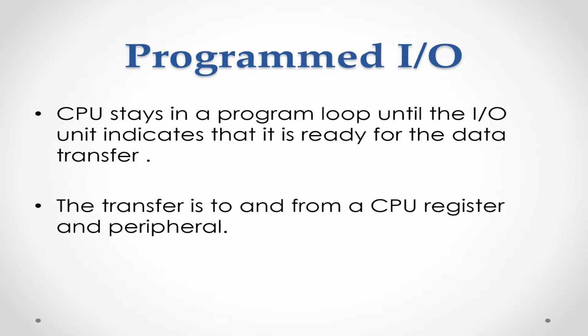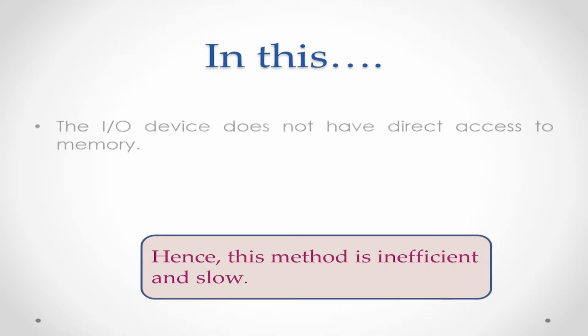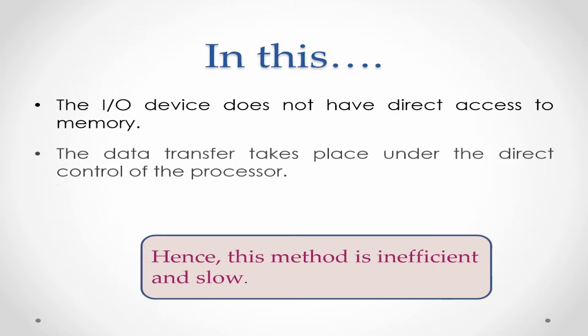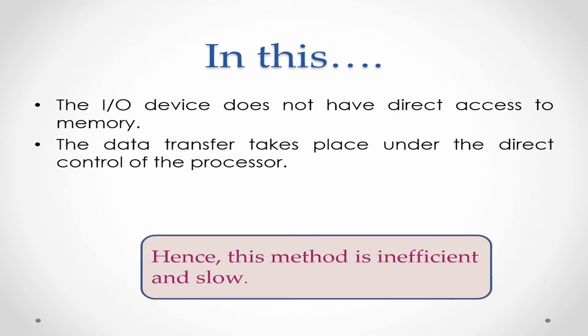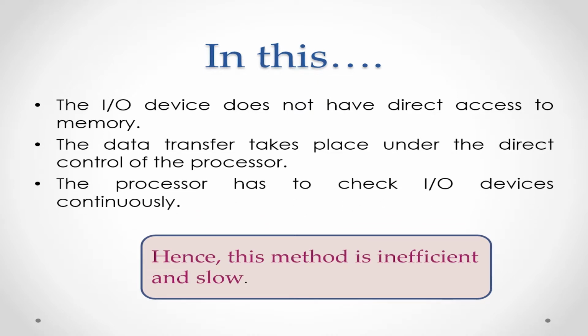Usually, the transfer is to and from a CPU register and peripheral. Other instructions are needed to transfer the data to and from the CPU and memory. Here, the input-output device does not have direct access to memory and the data transfer takes place under the direct control of the processor. The processor has to check input-output devices continuously, due to which it is unable to do another task frequently. Hence, this method is inefficient and slow.